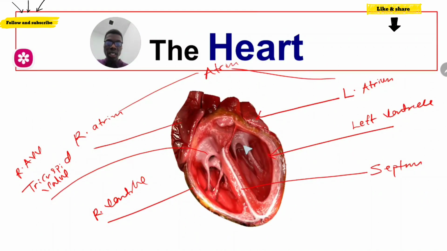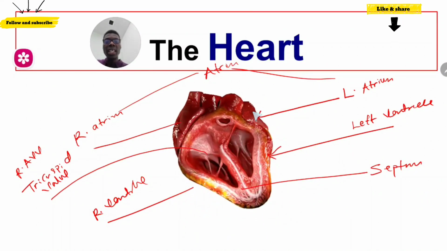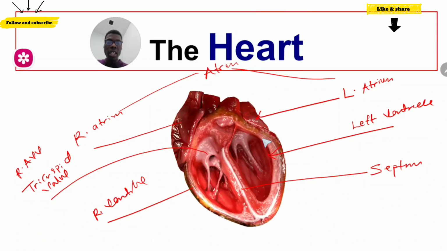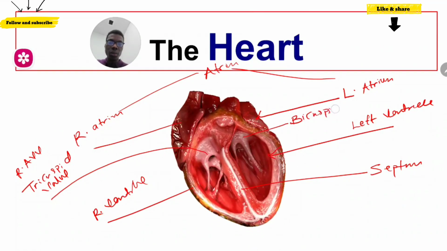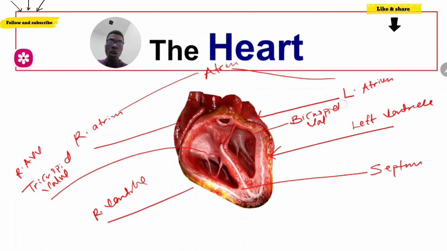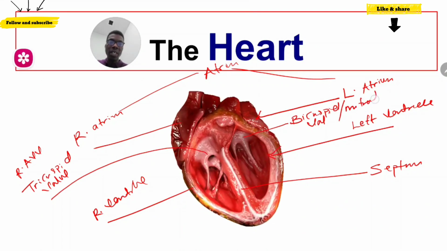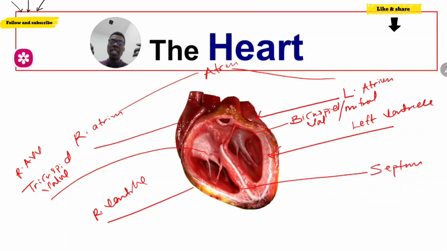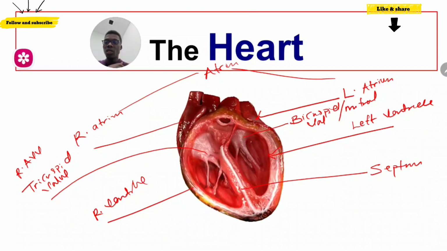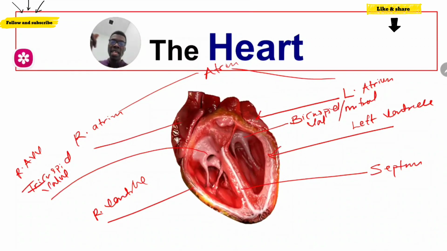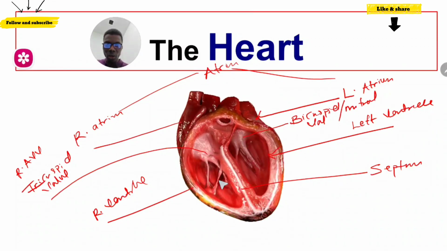Then this one is called the left atrioventricular valve, or we call it the bicuspid valve, otherwise called the mitral valve. Now, bicuspid talks about the shape, like it just has two cusps, or two flaps, so to say. This one is called tricuspid because it has three flaps. Now there's something I want you to pay attention to here.